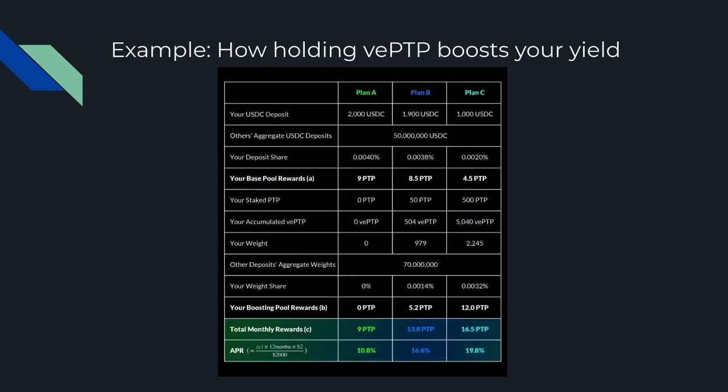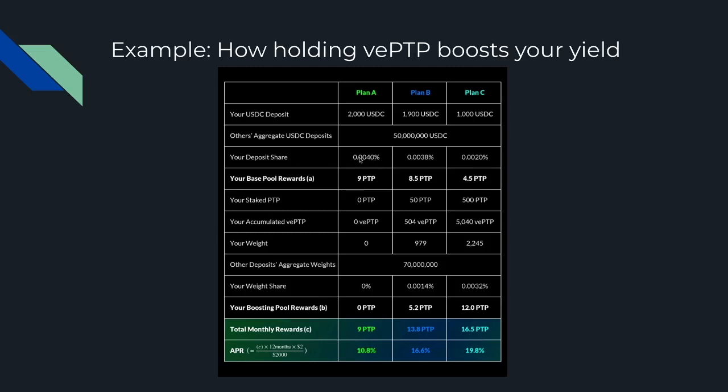So let's go over a few examples of how you can maximize your yields by holding various amounts of PTP or USDC. So this comes from a great Medium article that Platypus put out, and I will put a link to that down below in the description. Plan A is depositing all of your funds in USDC and holding 0 PTP.